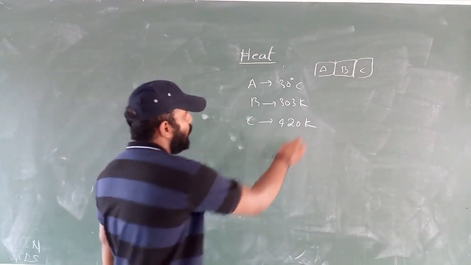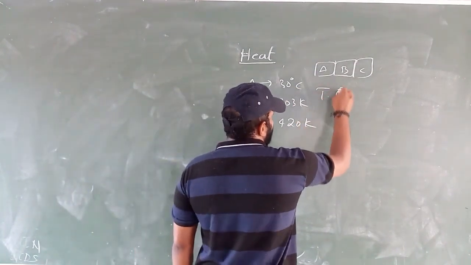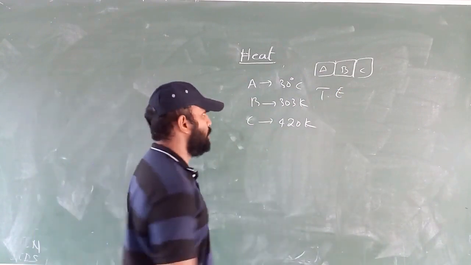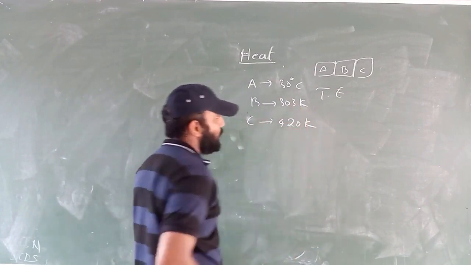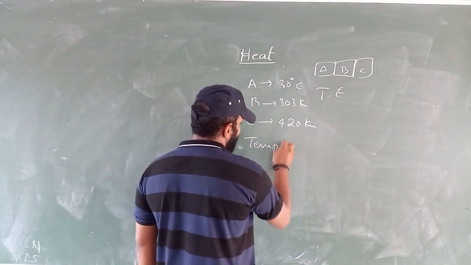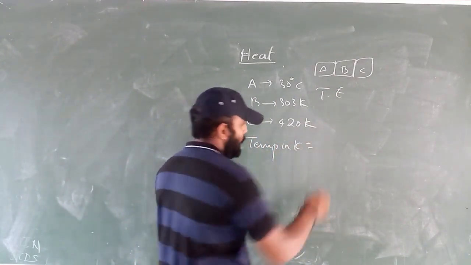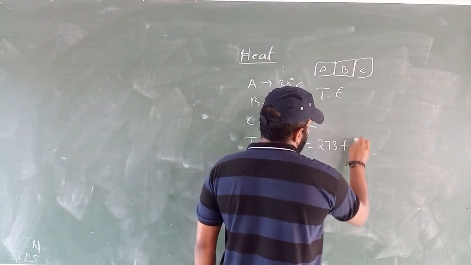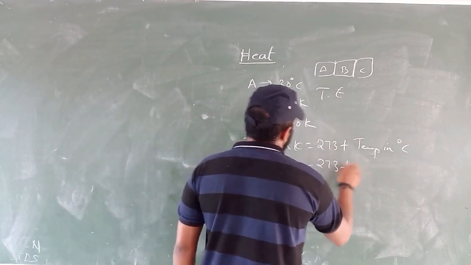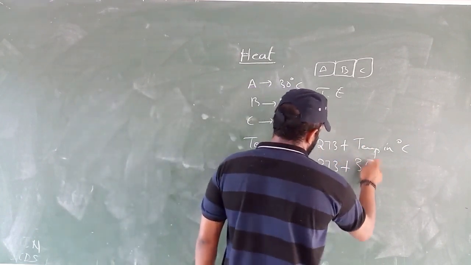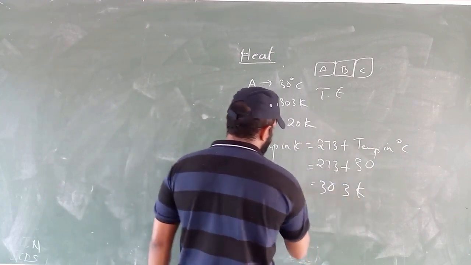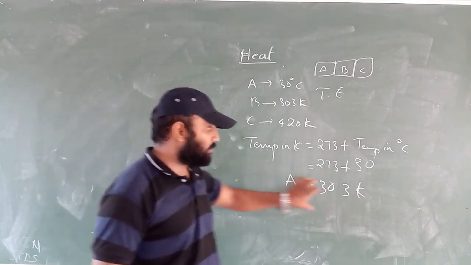Thermal equilibrium means the condition where there is no change in the temperature. Both objects should have the same temperature. If you observe here, two values are in Kelvin and one value is in Celsius. So we will convert temperature: temperature in Kelvin is equal to 273 plus temperature in degrees Celsius. So 273 plus 30, what do you get? 303. So A's value is 303 Kelvin.